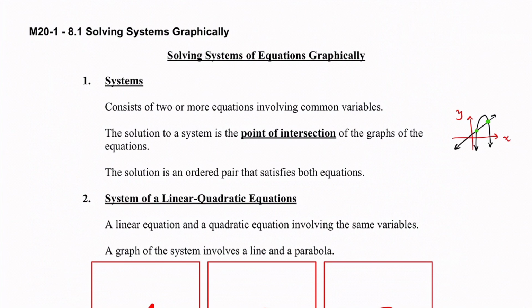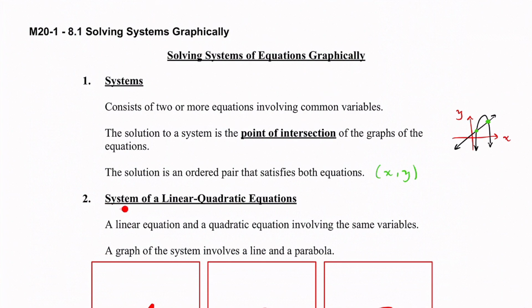And then the last point, it says the solution is an ordered pair that satisfies both equations. All that means is that you're going to have some answer like this. It's going to have an x and then a y, and it's going to satisfy both equations because if you go to verify, if you plug it back in, it will work in both equations.